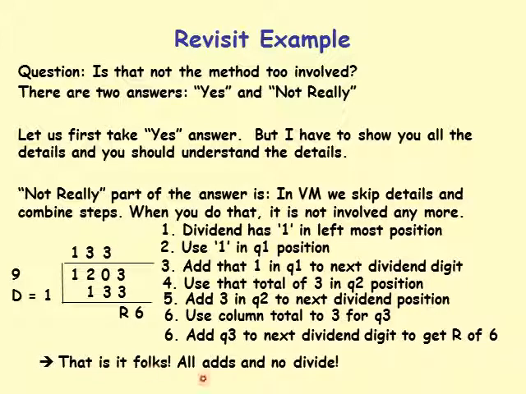That's all, folks. It all adds and there's no divide. So we did a division using adds only, no divides. We got 1 in the quotient, used that, added that to the next dividend digit, got a 3 in the quotient digit, added that to the next dividend digit. Your total here is 3, use that as the next quotient digit, add that to the next digit, and last one.